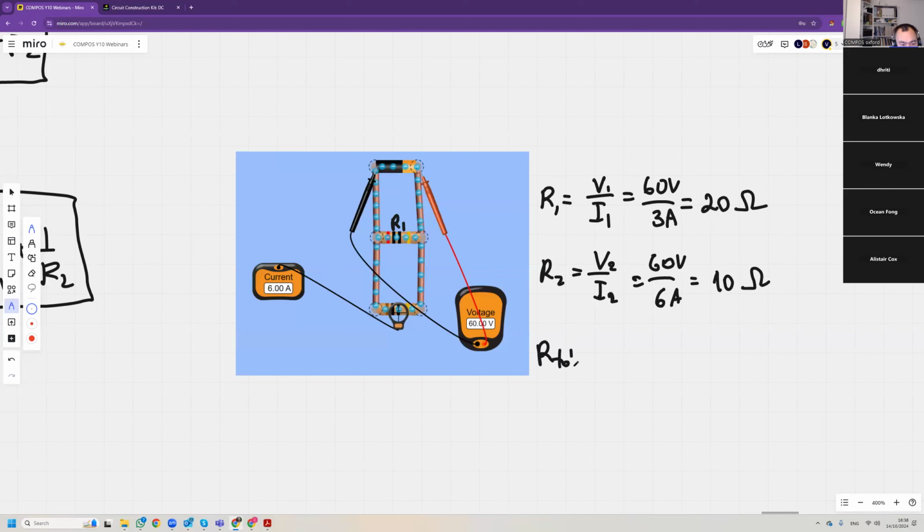And our total is going to be the voltage total, which is still 60, divided by the total current. This was 3 amps and that was 6 amps, so 9 amps total. So there's going to be 60 volts divided by 9 amps, which is 20 divided by 3, which should be 6.7 ohms approximately.